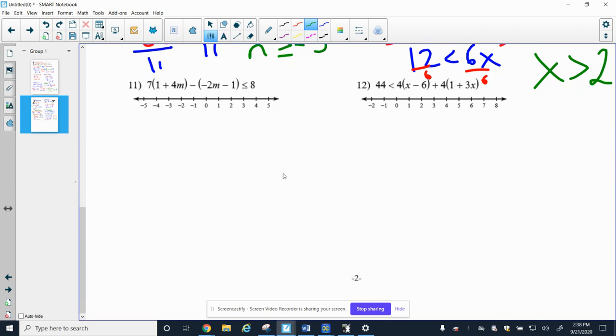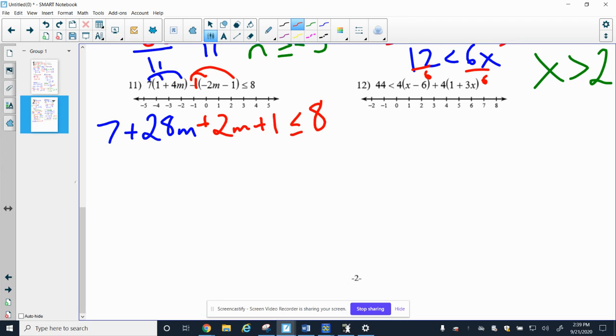All right, finishing up with some tough ones where we have to distribute multiple times, like we did last week with solving equations. This means we're multiplying twice through. Okay, so the first one, we multiply the 7 to both. Okay, so 7 times 1, 7, plus 7 times 4m, 28m. Then there's really a minus sign here, so what you're really distributing is a negative 1 to both. So negative 1 times 2m plus 2m. Negative 1 times negative 1 plus 1 is less than or equal to 8.